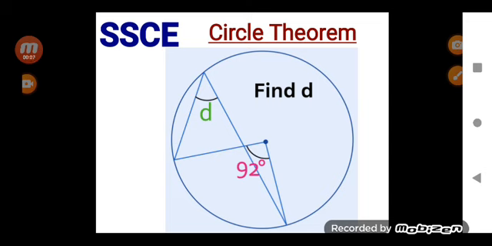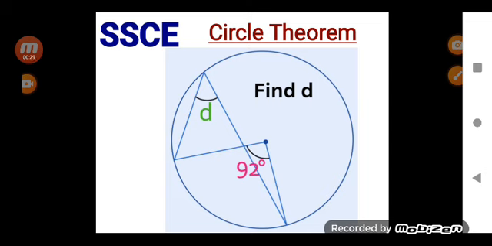In today's math video, we are looking at a question solution on the second theorem. When it comes to having some angles subtended at the same arc of a circle, when you have one at the center and the other at the circumference, how do you treat it? That's exactly the kind of question you have here, and this is an SSC question.